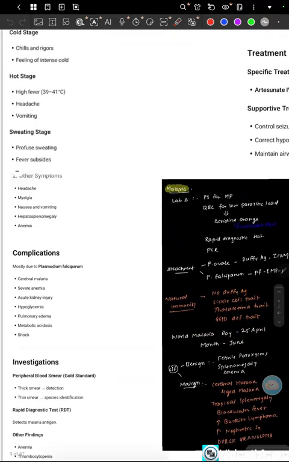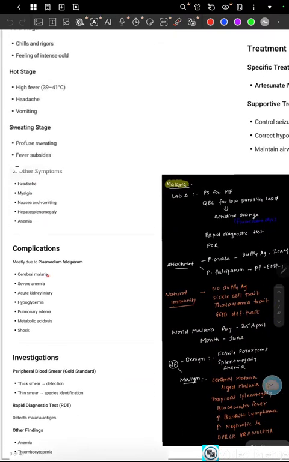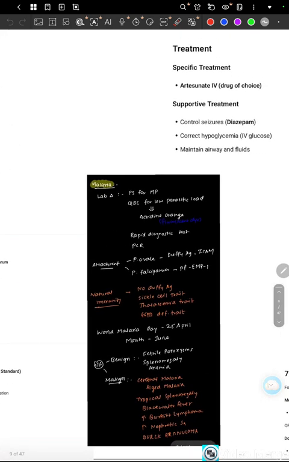Complications are mostly because of Plasmodium falciparum. It can lead to cerebral malaria, severe anemia, acute kidney injury, hypoglycemia, metabolic acidosis or shock. Investigation: the peripheral blood smear is done for the malarial parasite, which is the gold standard. It can be either thick or thin. Thick is for sensitivity, while thin is for finding out the species.